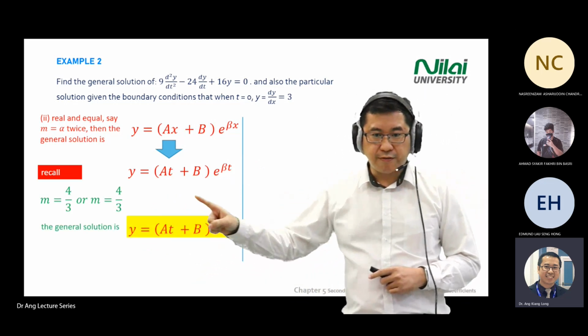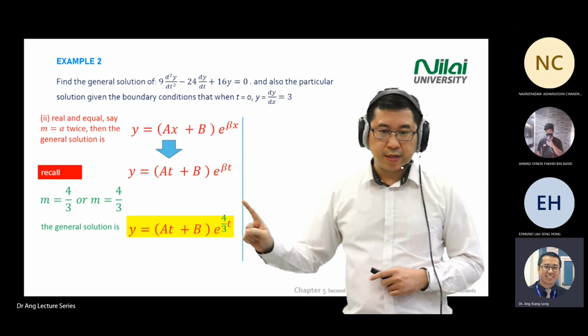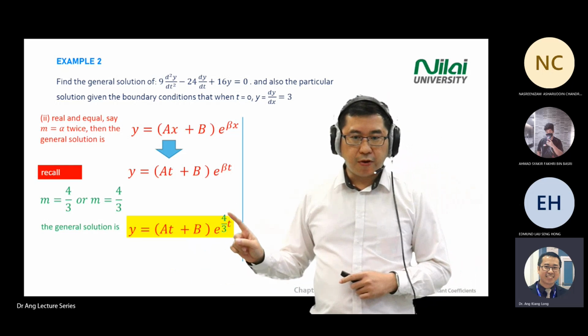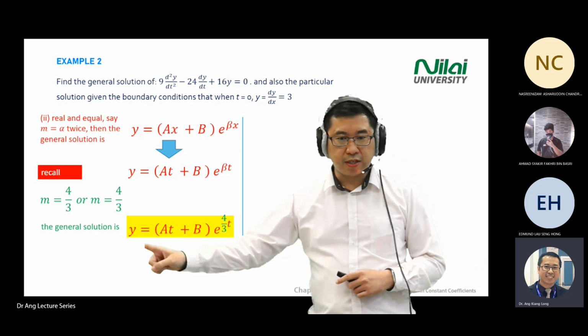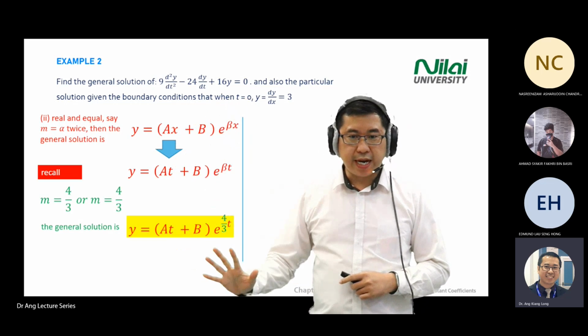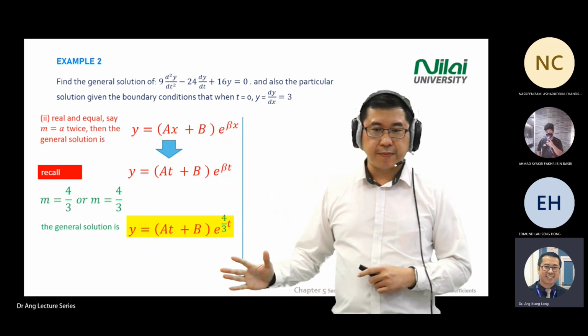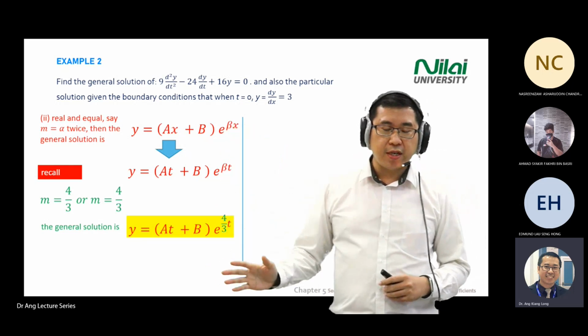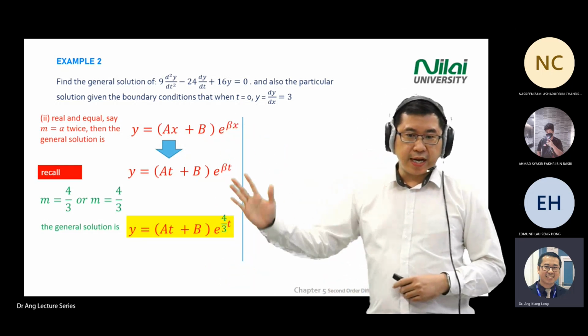So this is the first stage of the answer. You get y equals bracket e to the power 4 divided by 3 t. This is the general equation where you almost get full marks already. If the question is 10 marks and you can reach here, you will score around 6 marks already.